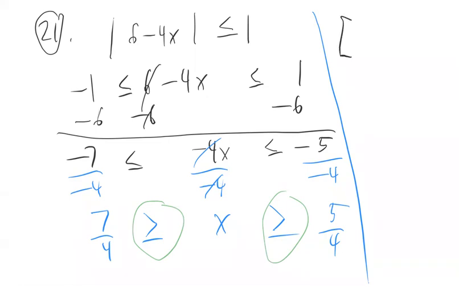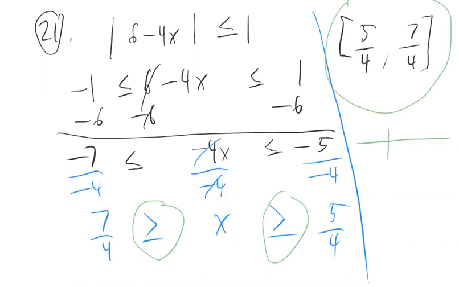So it's going to be from 5/4, which is, you have to put the smallest one first, all the way to 7/4. And then you have a bracket on both sides. So that's your solution to the inequality. And then you also have to draw that on a number line. So you're going to have 5/4 on a number line, then you'll have 7/4 on a number line.